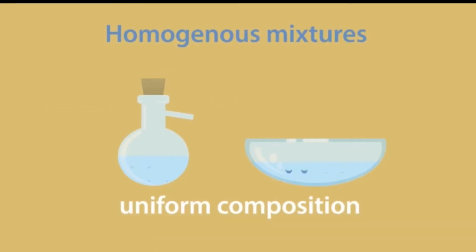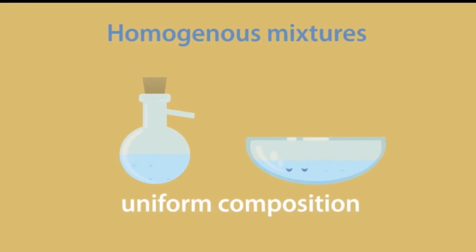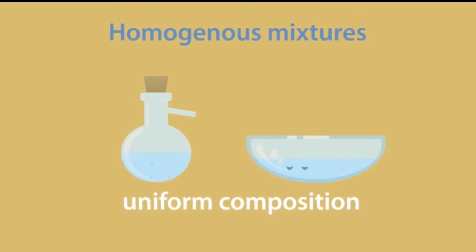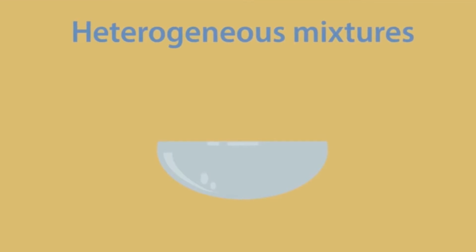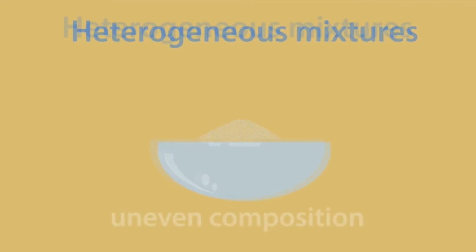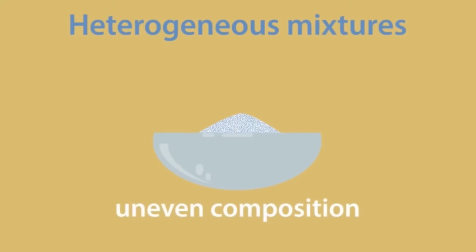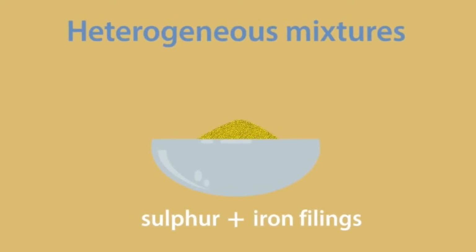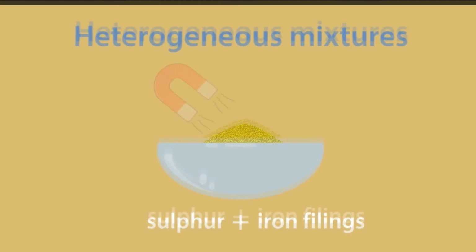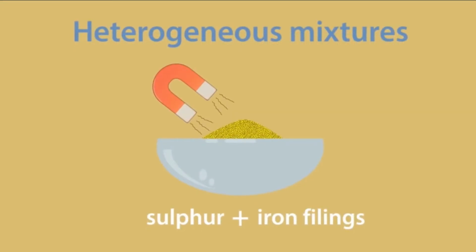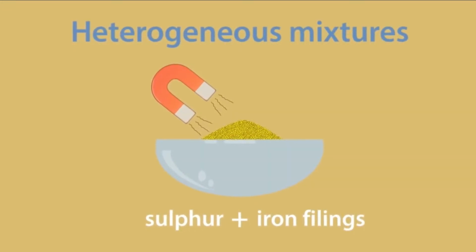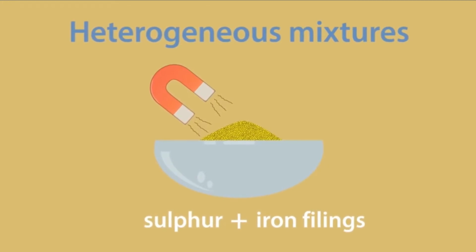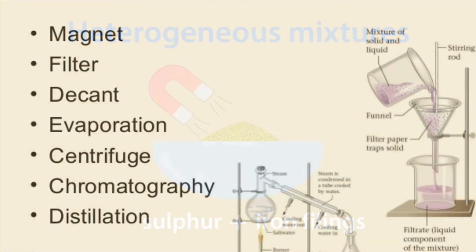The above mixtures are homogeneous mixtures. This means that the components of the mixture are in the same phase. Now we will look at separating heterogeneous mixtures. In this case, the components in the mixture are not in the same phase. For example, if we have a mixture of sulfur and iron filings, we can easily separate this mixture with a magnet. The magnet will remove all of the iron filings, leaving behind the yellow sulfur powder.